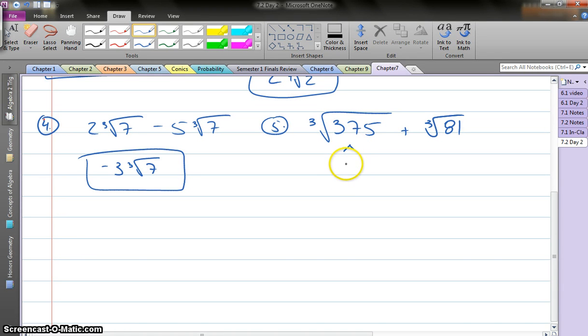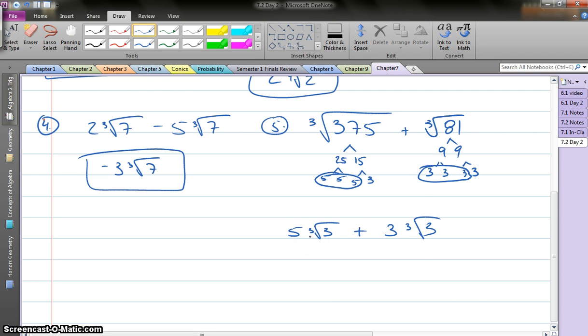So 375 is what? 25 and 15. 25 is 5 and 5. 5 and 3. I'm looking for 3 of a kind. I got 3 5's, so I can pull out my 5 and cubed root of 3 stays. Plus 81 is 9 and 9. 3 and 3, 3 and 3. I'm looking for 3 of a kind. Pull out my 3. Cubed root of 3 is left in. Now looking at them, can they be combined? They sure can because they have the same cubed root. So 5 and 3 give me 8 cubed root of 3.